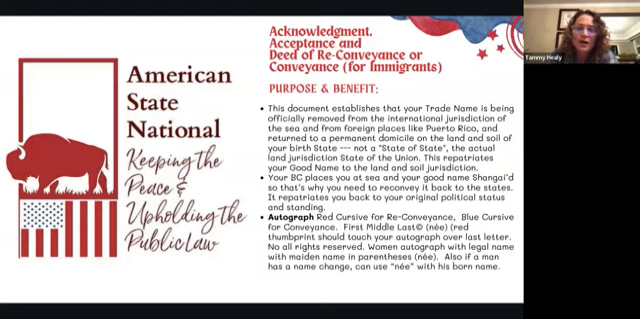This one you don't put all rights reserved. Women are autographing with your legal name with maiden name in parentheses. Also, if a man has a name change, he can use née with his born name.